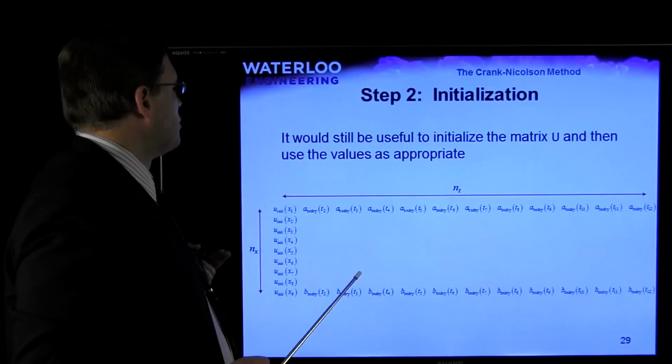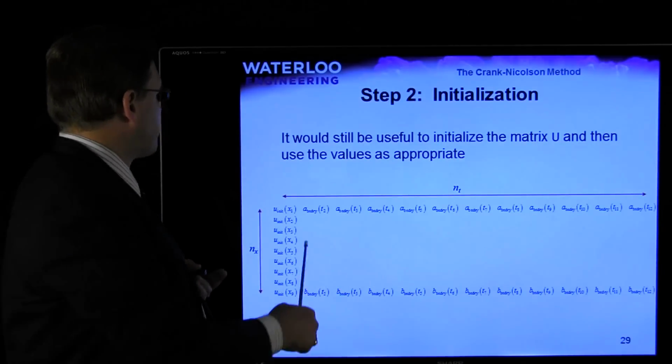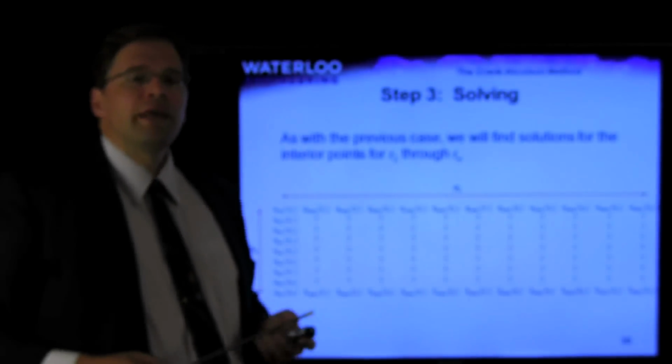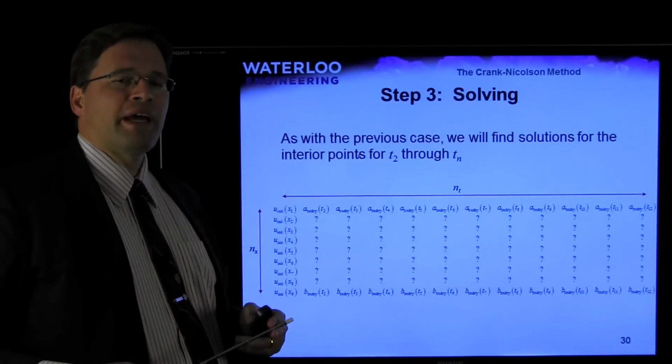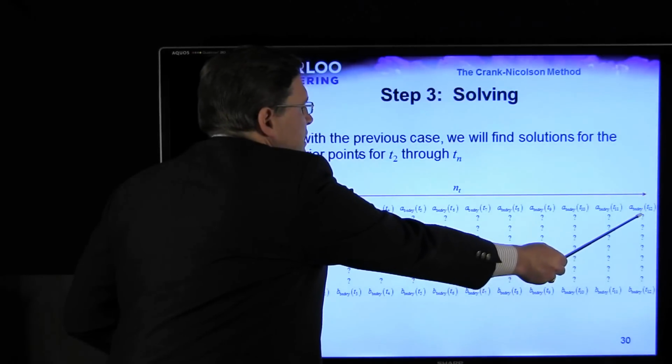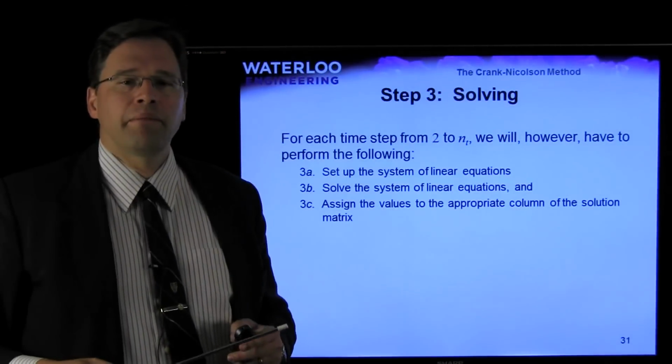Now, we have to initialize u, and we have to initialize the appropriate values, just like we did last time. So a lot of that's a repeat. It's the interior values that we have to calculate from time t2 to time t sub n sub t.